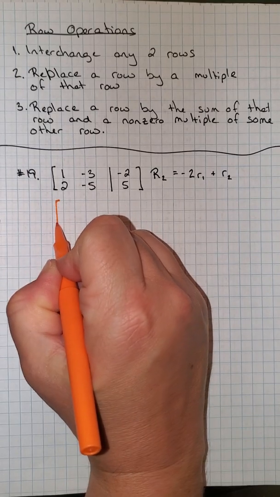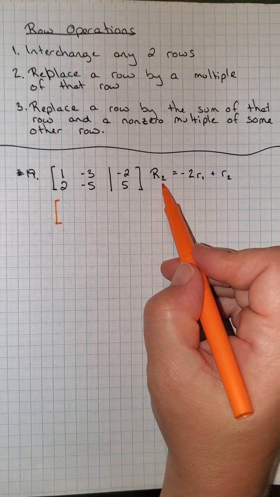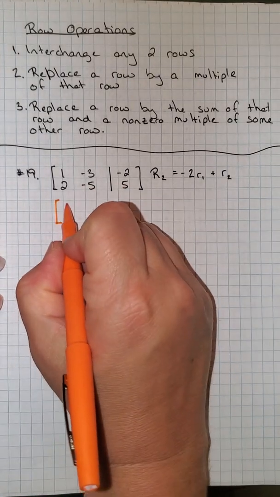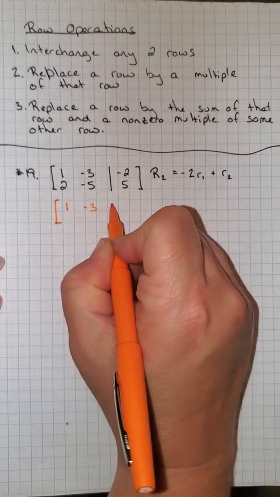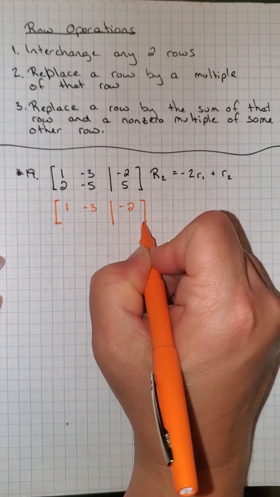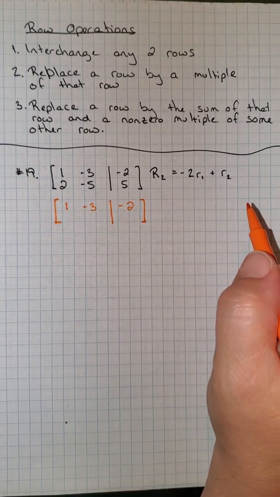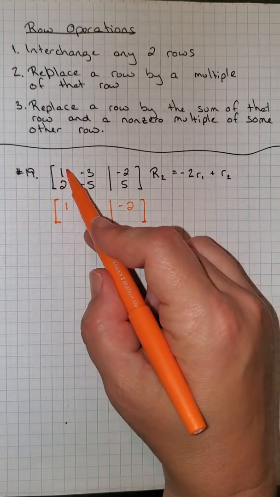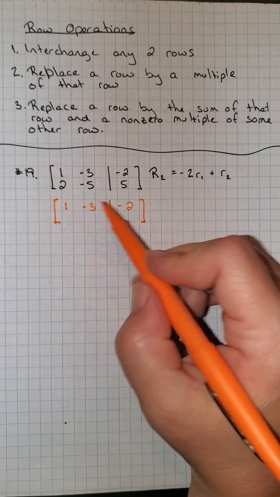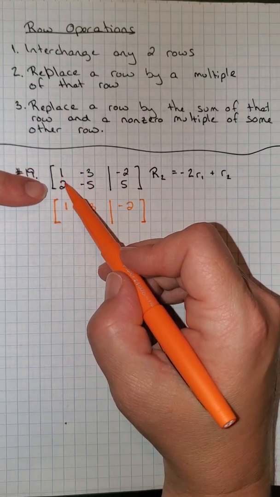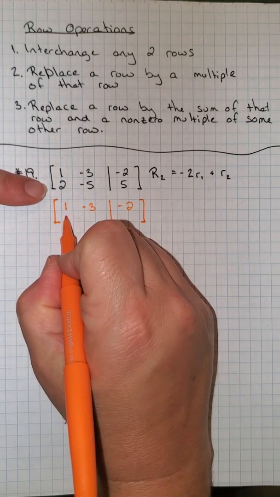So, first of all, this is a new row 2. That means row 1 is going to stay as it is. So it'll stay 1, negative 3, and negative 2. It's our row 2 that's going to change. And this is a lot. You just got to kind of do it in your head. So you're going to do negative 2 times row 1 and add it to row 2. So negative 2 times 1, that's negative 2, plus 2 is 0.